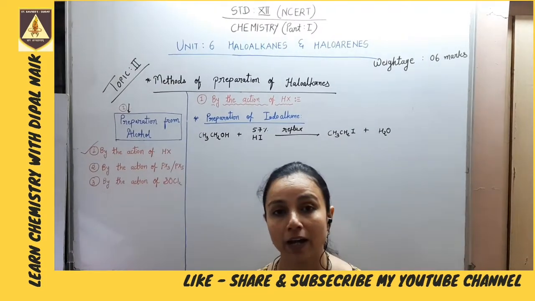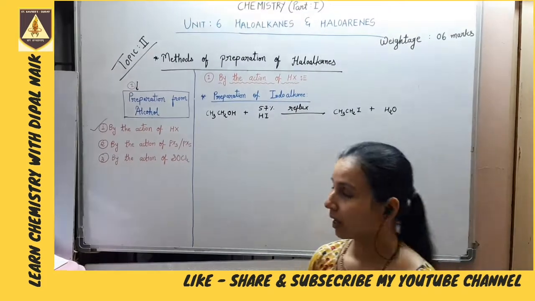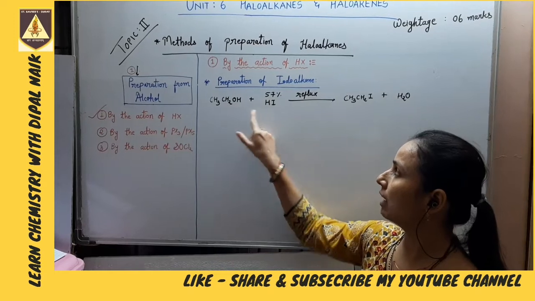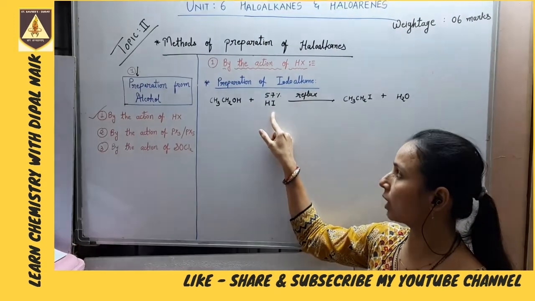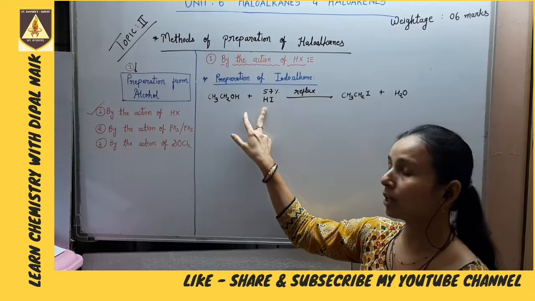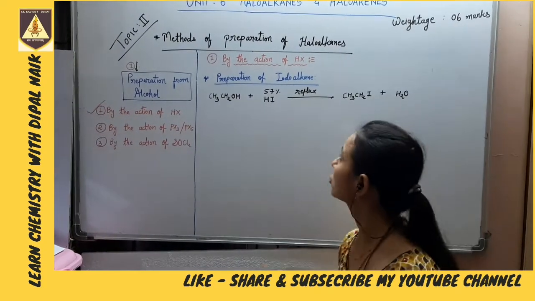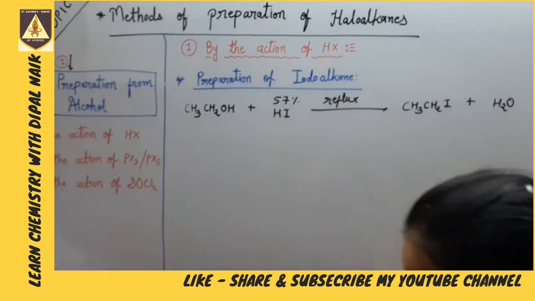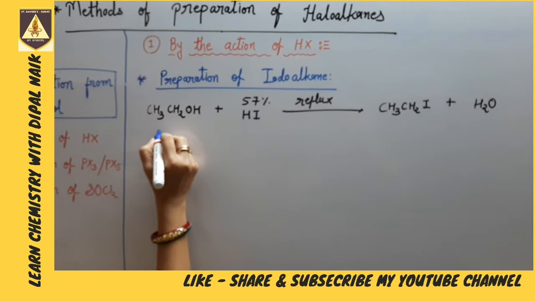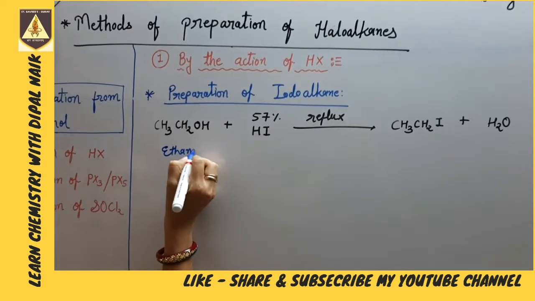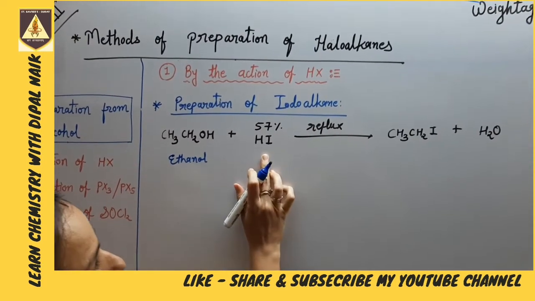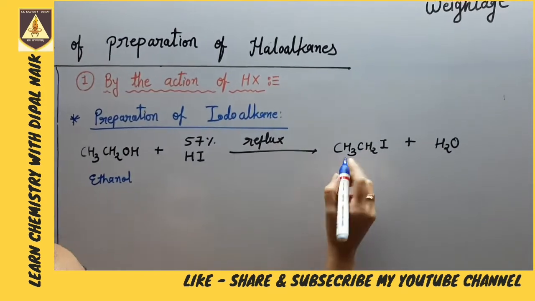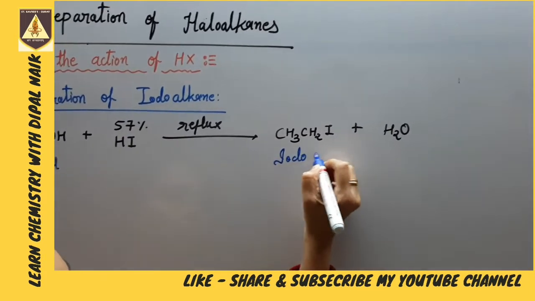Now we prepare iodoalkane from alcohol. Iodoalkane can be prepared by heating alcohol and 57% hydroiodic acid. The mixture is constantly boiled under reflux to give iodoethane and water. This is ethanol, which is heated with 57% HI by the reflux method to give iodoethane.